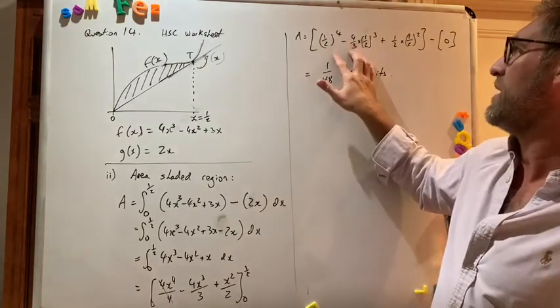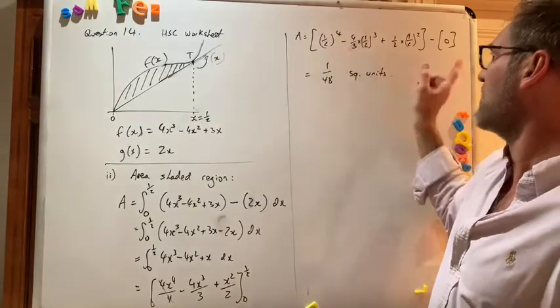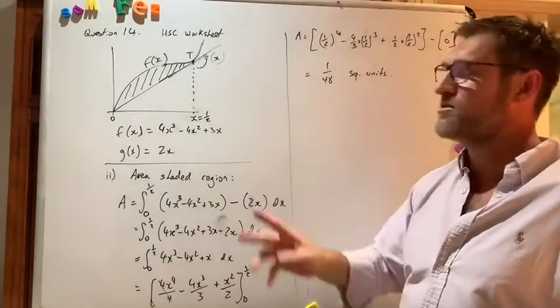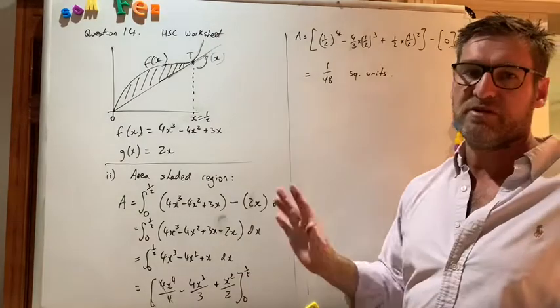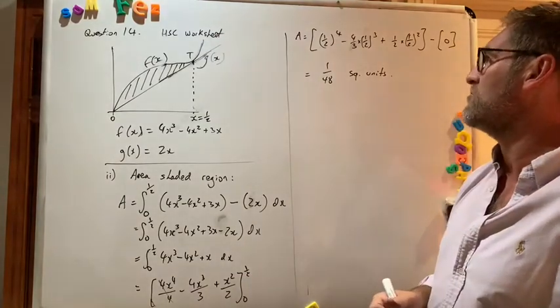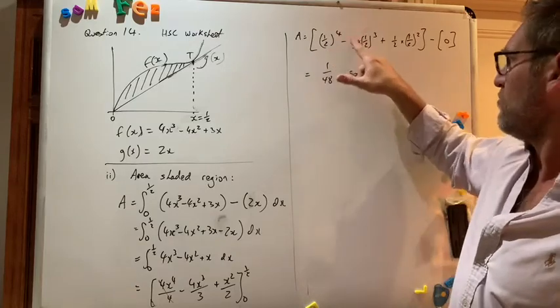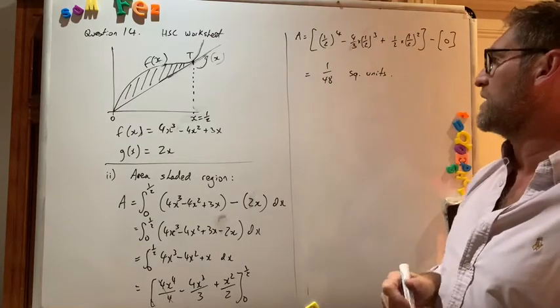The trickiest part is putting this into a calculator. We've got brackets, we've got times, we've got fractions, we've got powers. It all comes with the burden of stuffing it up. And again, being honest, I've stuffed up so many times. Just be so careful. So it's a half of the 4, 1 on 48 square units.